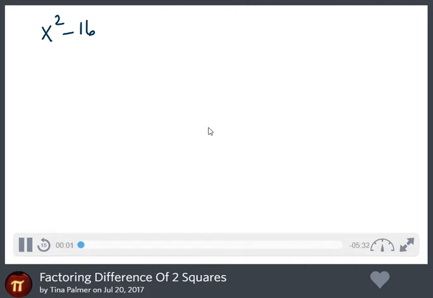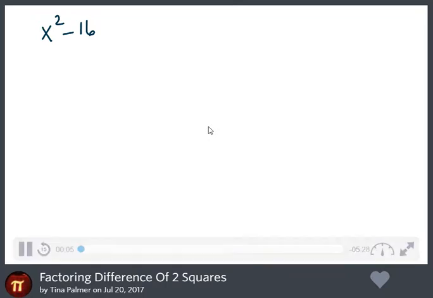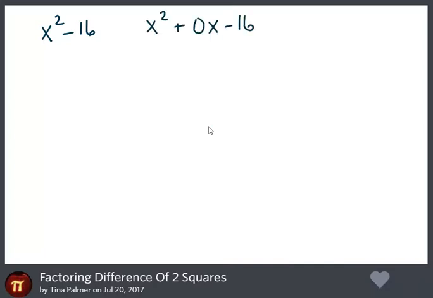We've been talking about factoring trinomials into their two binomials. But what happens when we have this crazy thing that's really just a binomial? It only has two terms. That makes it a binomial, right? Well, maybe not. Because this is really a trinomial missing its x term. So we could look at this in another way. We could say that this is really x squared plus 0x minus 16.